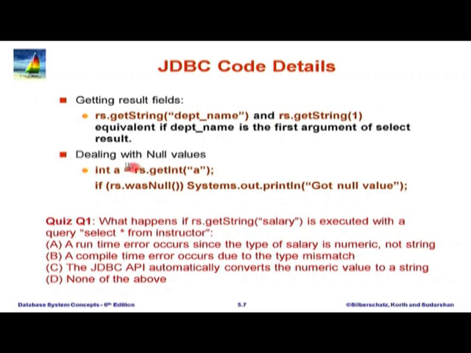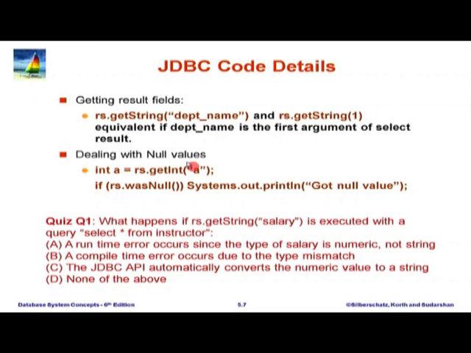Some value has to be returned because it's an integer, but what is that value? We don't know, it's some default with the system, but we want to know if it was null. So immediately after a getInt or getFloat or whatever, if I execute rs.wasNull, it will tell me if the last value fetched was null.